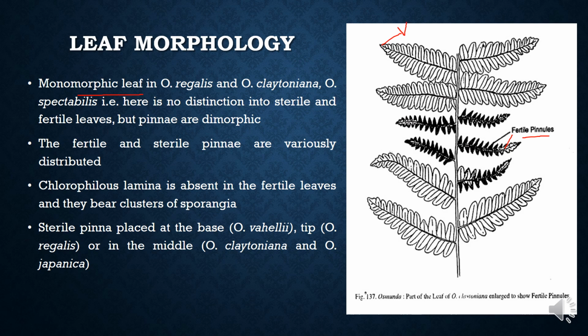So here we see that there is no distinction between two types of leaves, but there is a distinction in the type of pinna. The position of these fertile pinnules may depend upon the species. The sterile pinnules may be located at the base, at the tip, or at the middle portion of the leaf.